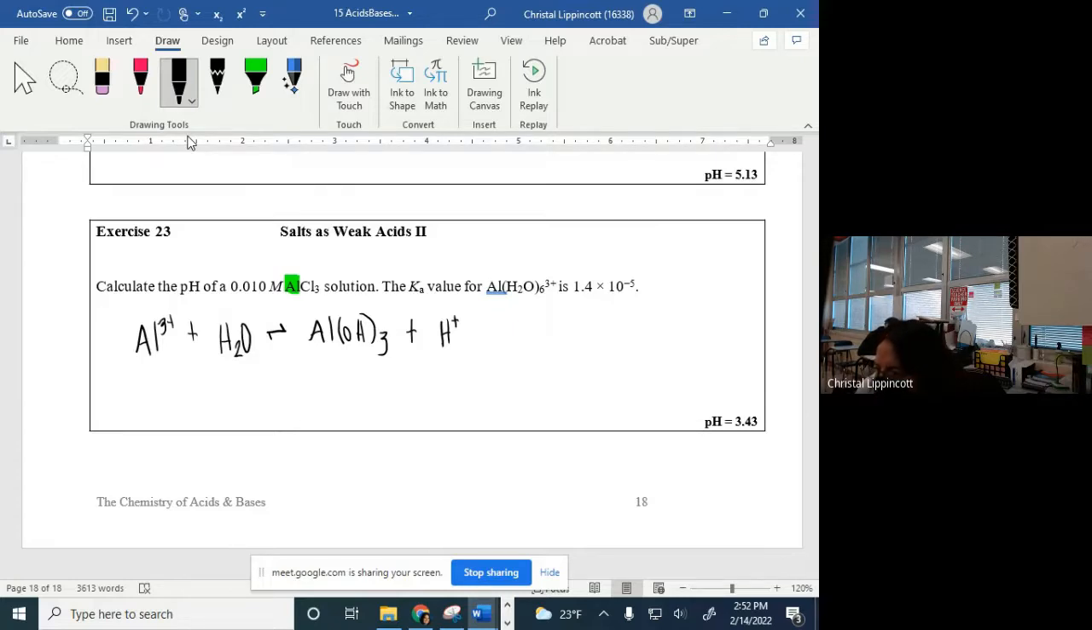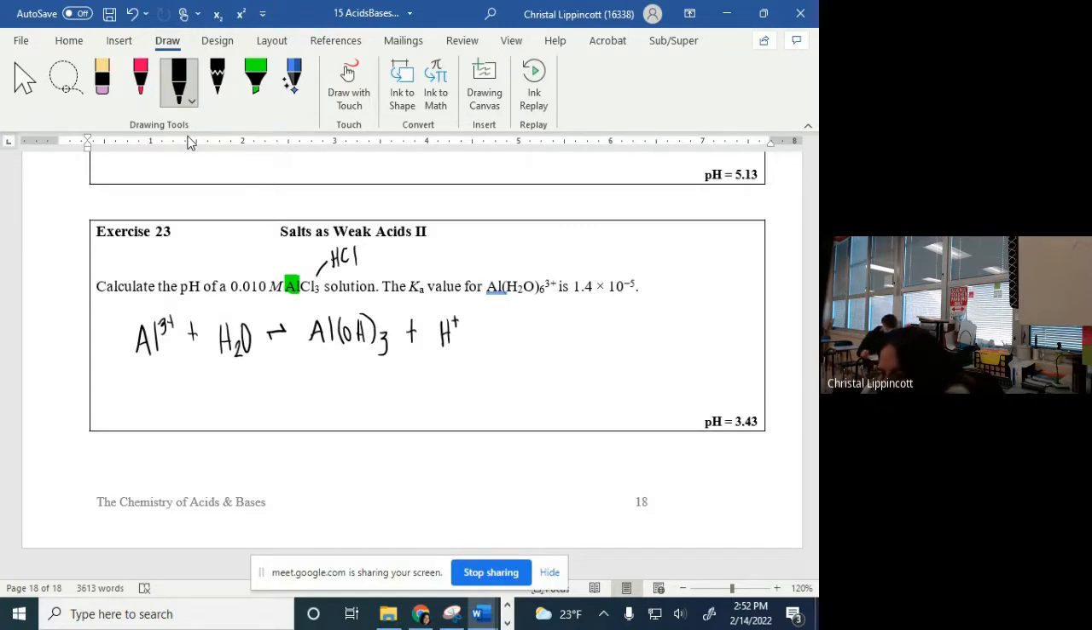Anytime you have H's here, you need to use Ka. Anytime you have OH's, you're going to use Kb. How do you figure out which one's like the weak part? So do you have your strong acids and bases memorized? Okay. HCl is a strong acid. If it's not one of the strong acids or strong bases, it's weak. You should know what they are by now.